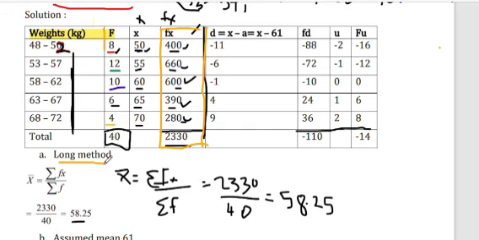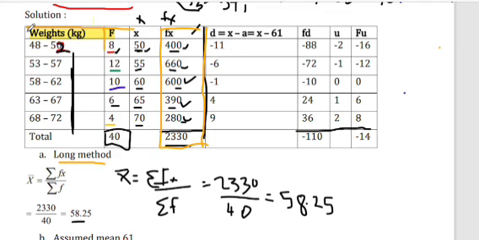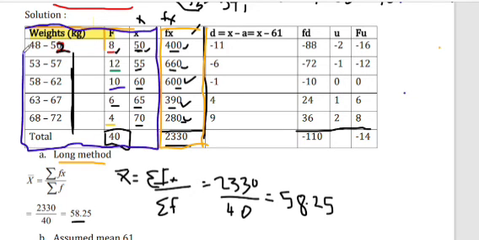Normally, whether you want to do the long method or the short method, you must first do this other part, this first part here, these three columns. Whichever method you want, you must do this first part. So if you want to do the long method, you use this.